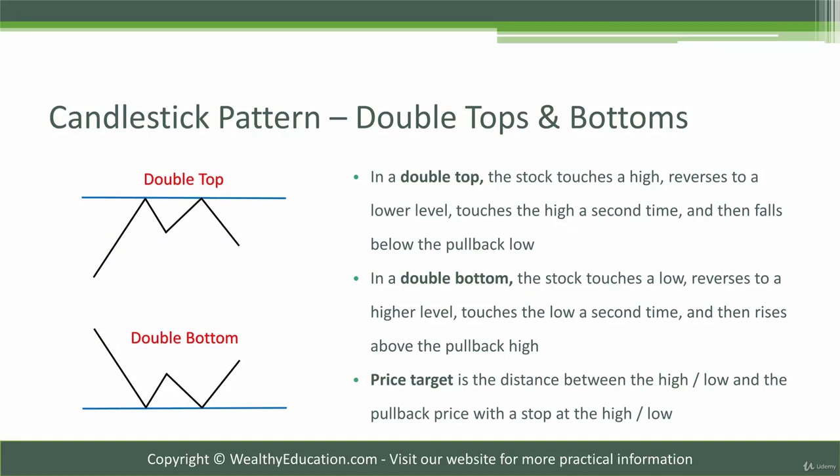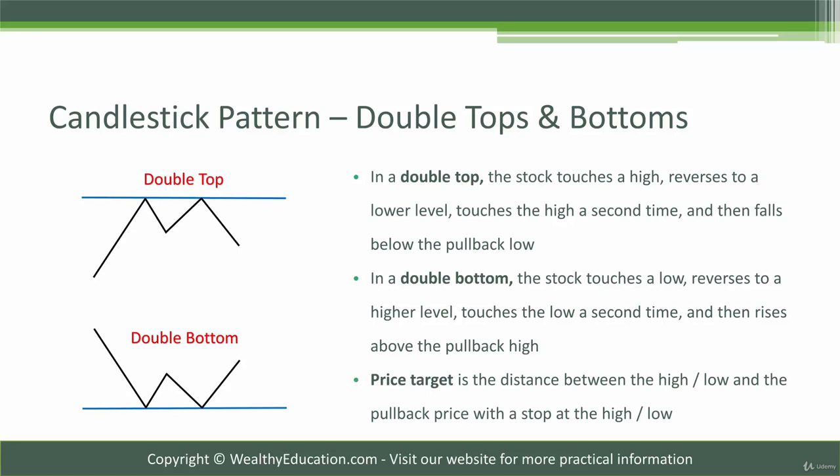Double tops and double bottoms are both trend reversal patterns. So you'll have a stock trending in one direction, and when you recognize the double top or double bottom, then the stock is most likely headed in the other direction, at least for a short time.